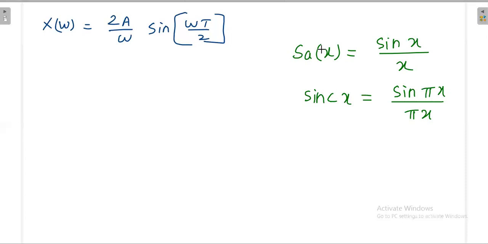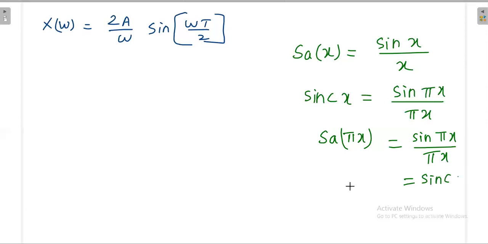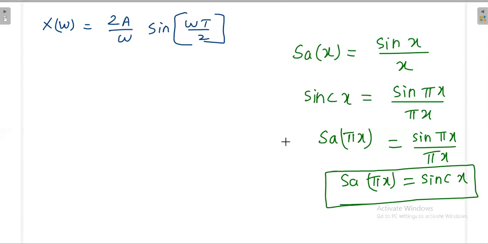Then how can we relate these two? Suppose instead of x, SA of pi x is there. Then we would write sine pi x divided by pi x. But sine pi x divided by pi x is sinc x. So that means SA of pi x is equal to sinc x. Different textbooks may follow different approaches. Some books may use the SA function, some books may use the sinc function. We'll see that relation now.